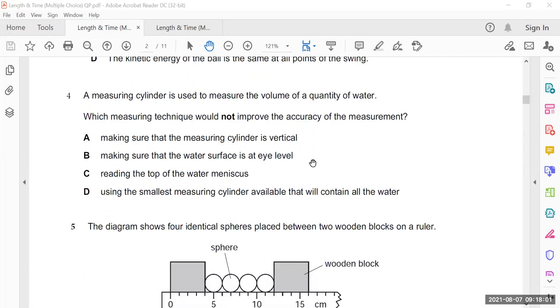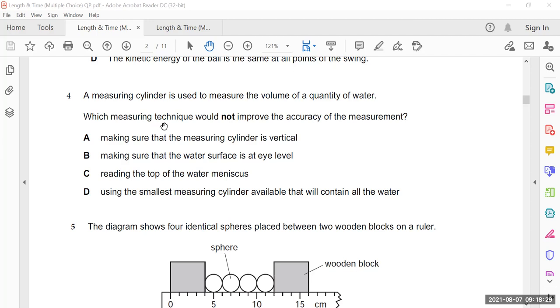Question number 4, children. A measuring cylinder is used to measure the volume of a quantity of water. Which measuring technique wouldn't improve the accuracy of the measurement? Go through the options, children. Make sure that the measuring cylinder is vertical.